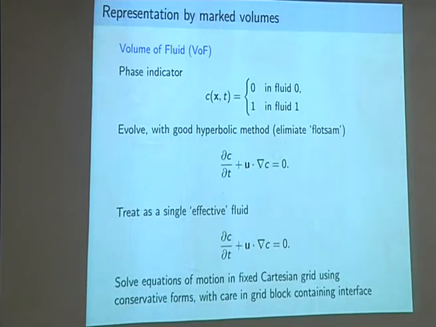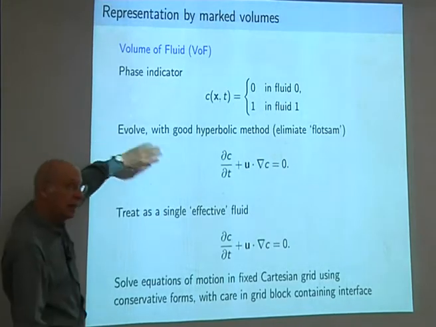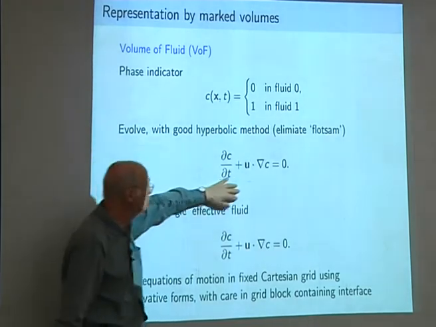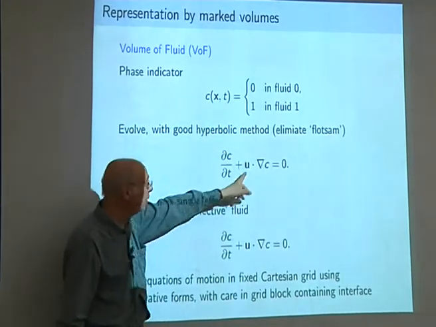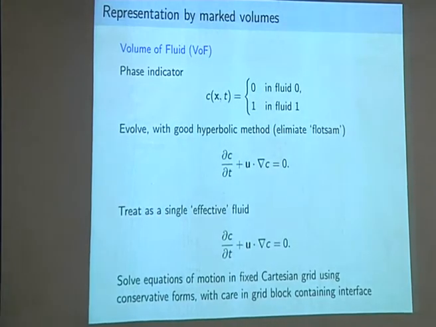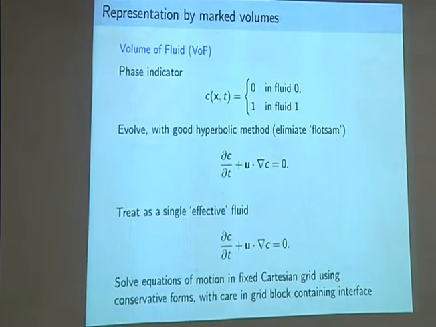The alternative is to mark the volume, and there are several ways of doing that. One is to have an indicator function, which is normally written as C, and C is equal to 0 in one fluid and 1 in the other fluid, and the boundary is the discontinuous transition between 0 and 1. We're just marking where the fluid is, and then in the time evolution you move the indicator function around with the velocities u. You recognize that's a hyperbolic equation and you shouldn't be doing it.